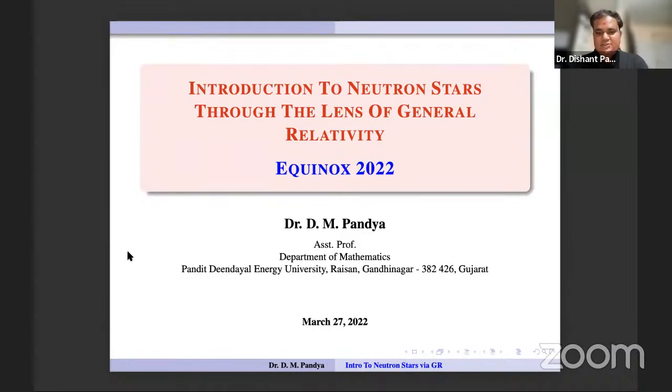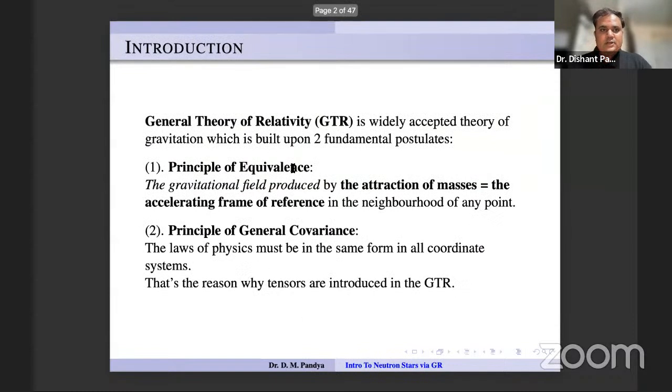Okay, so let's begin our journey with the first part, that is called general theory of relativity. We all are familiar with the basic concept of special theory of relativity and how general theory of relativity evolved. Mainly there are two postulates that come across when you start studying general theory of relativity. The first one is the principle of equivalence, which states that the gravitational field produced by the attraction of masses is the same as the accelerating frame of reference in the neighborhood of any point. That is the principle of equivalence.